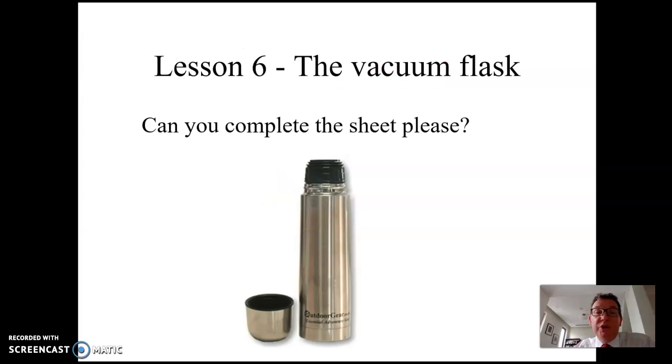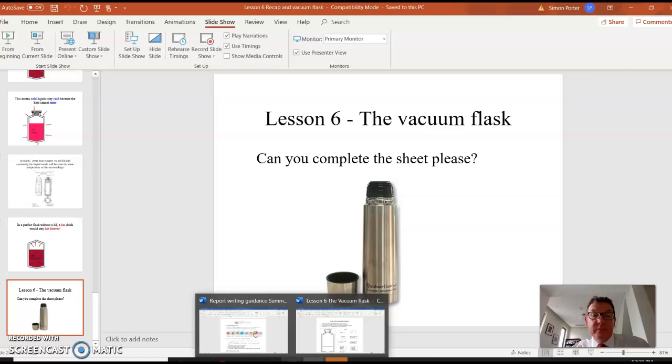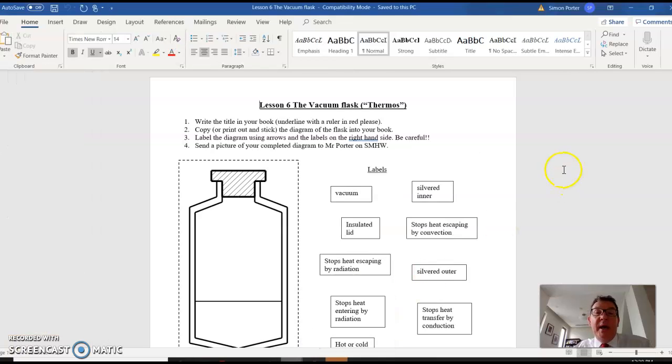Okay, so there's a worksheet to go with this. I'm just going to show you a little bit of the worksheet. So here it is, and this is a diagram, so you either copy this or print it out and stick it in your book, and then you're going to have to label the diagram using these labels. So I'll give you an example.